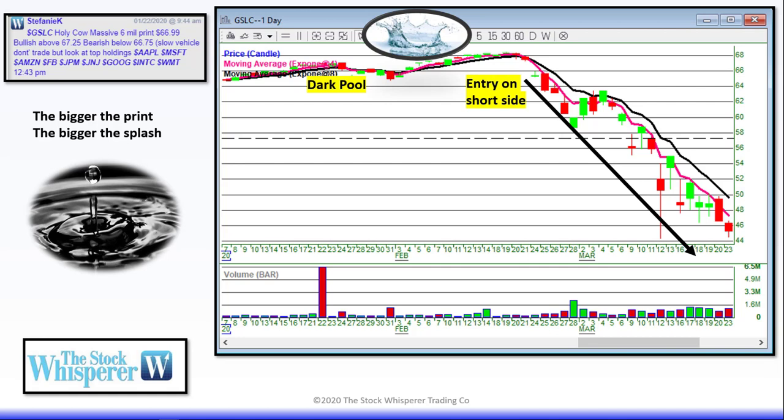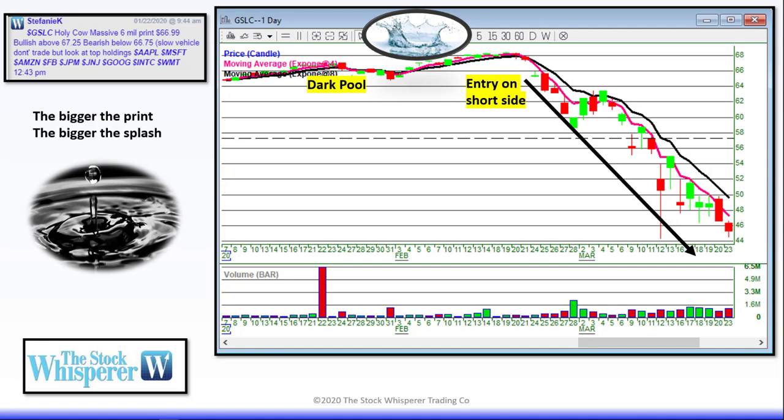They're not going to bring it down below that massive print, unless they were selling it after a couple weeks. Okay, it was a sell. If it was really buying 6 million, we'd be going up, making higher highs, higher lows. This thing would have gone up to 75, 80 if it was buying. But the bigger the print or the more unusual the print, the bigger and longer the splash usually.